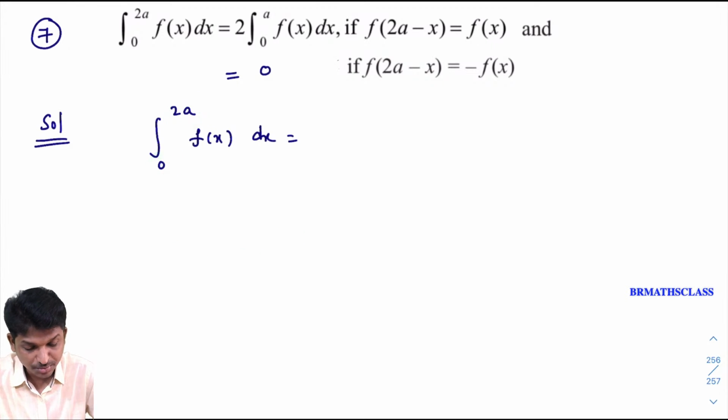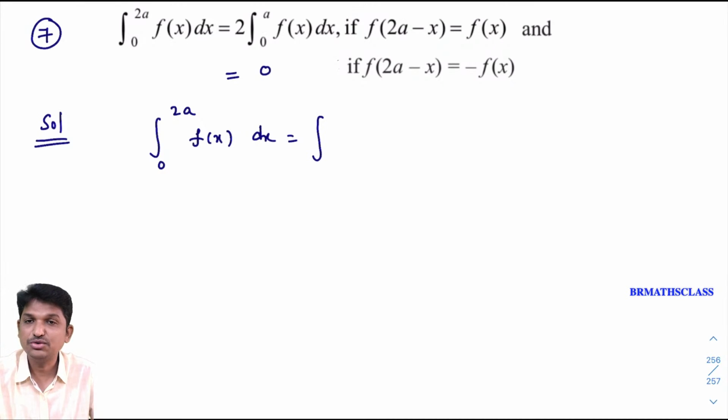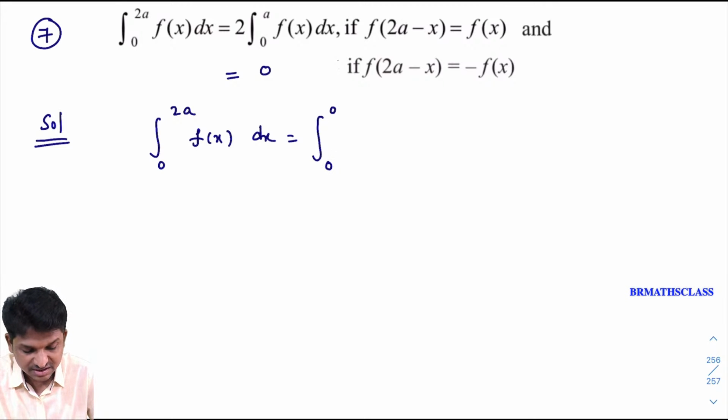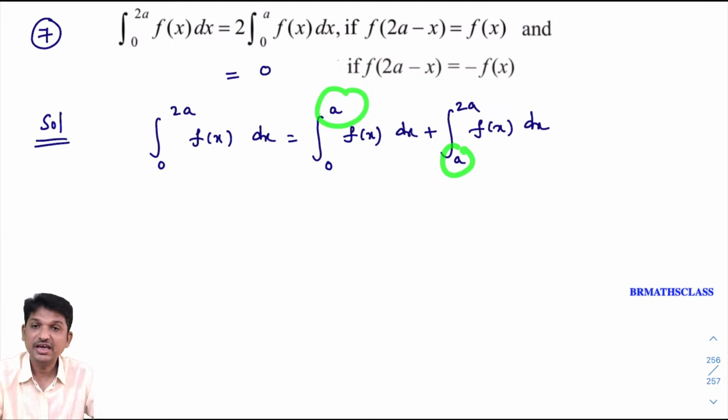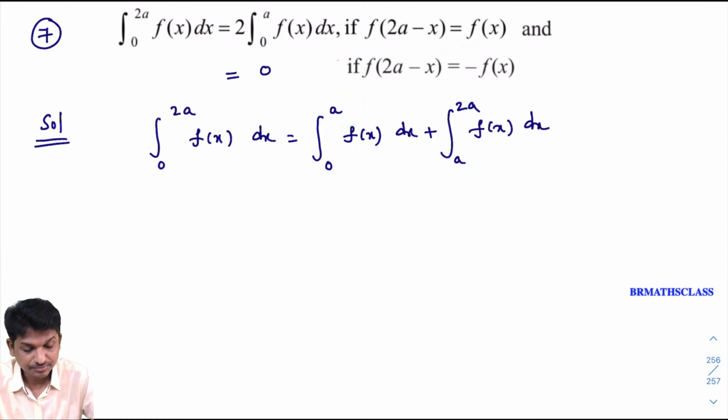So you know that property: integral of a to b f of x dx can be written as integral of a to c f of x dx plus integral of c to b f of x dx. So this can be written as integral of 0 to a f of x dx plus integral of a to 2a f of x dx. Look here, this is c. I hope you understand. This is one of the properties that we learned, right? Good.